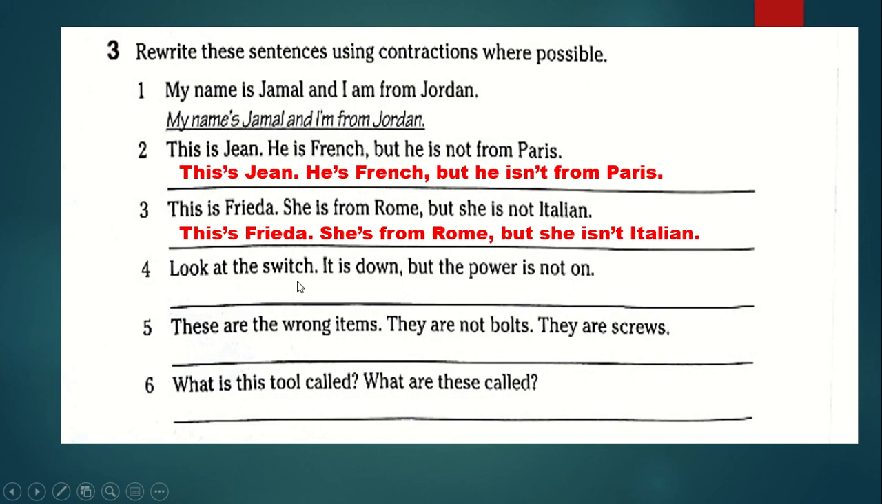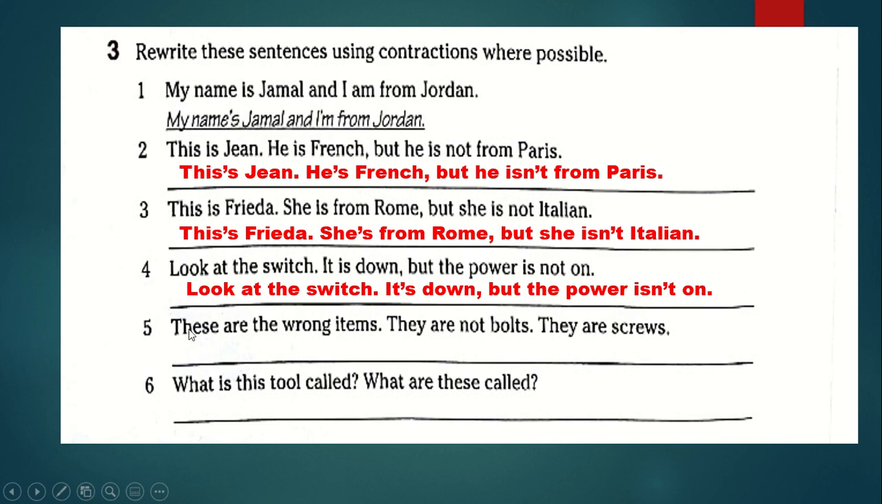Look at the switch. Are there any possible contractions here? I don't think so. It is down. What do you think? Yes, maybe it is, but the power is not on. We have not here. So the answer, very good, should be: look at the switch, no change. It's down, but the power isn't on.